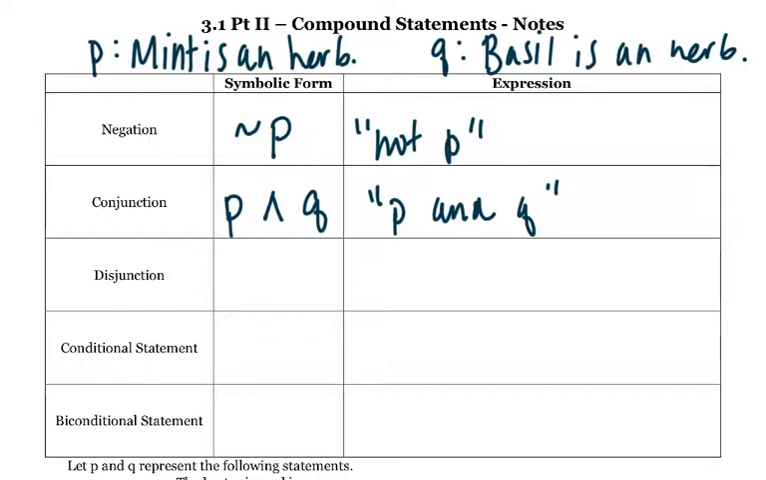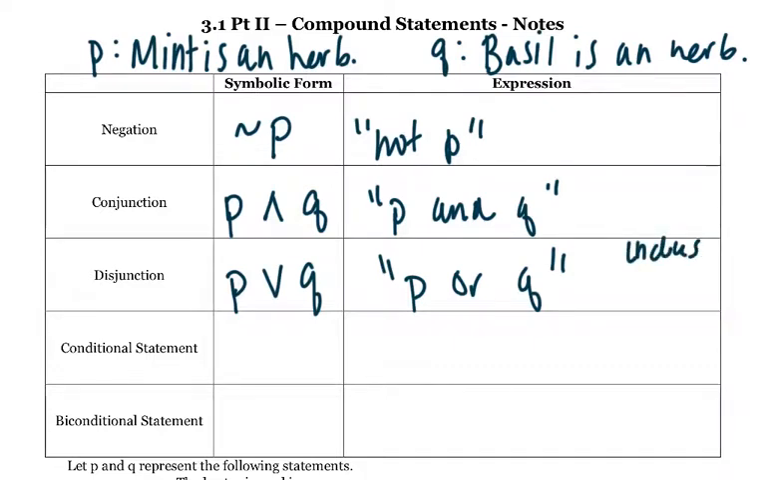A disjunction is an or statement. It is represented with this symbol, and we say P or Q. In this case, we would say mint is an herb or basil is an herb. Now, there are two types of or statements, and I want to make sure we are very clear on what we're talking about. We are talking about the inclusive or.